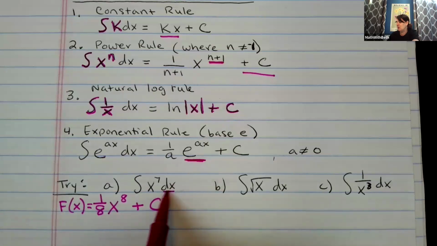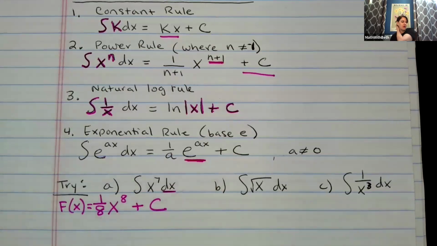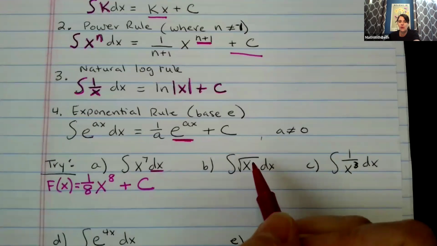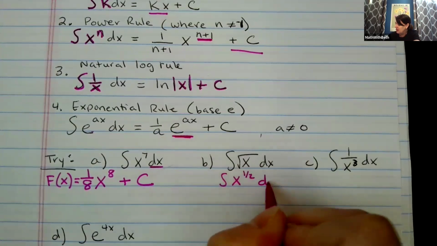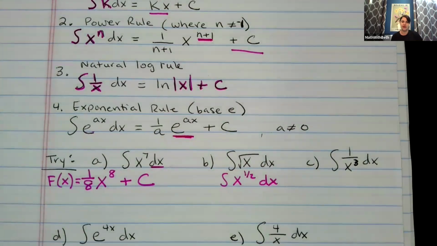This dx will just always be there to show that they already did the derivative, so it will just always go away when you find the antiderivative. Okay, for b, this would be the power rule also if I rewrite it as x to the 1/2. So don't forget you can do that.